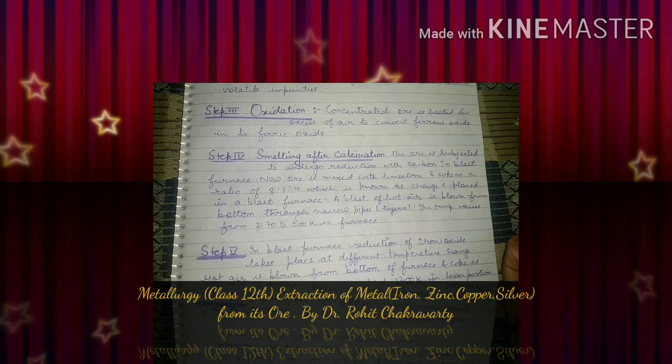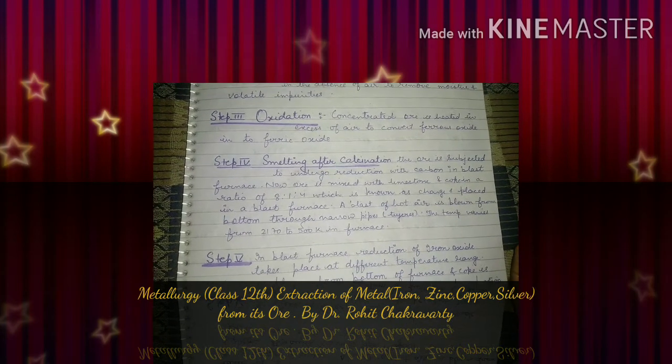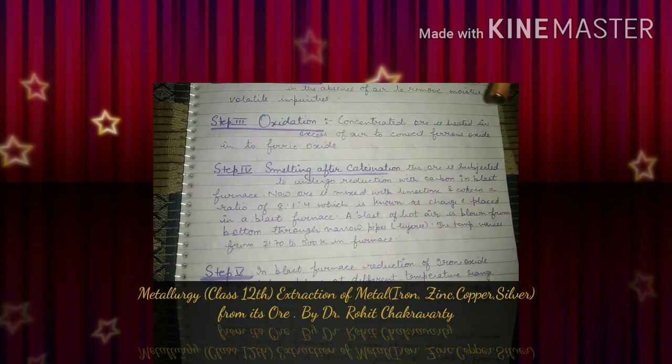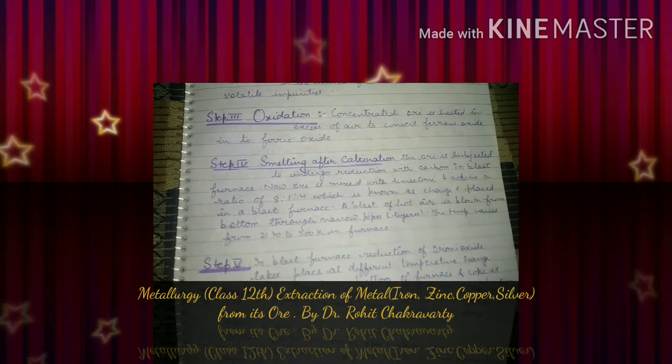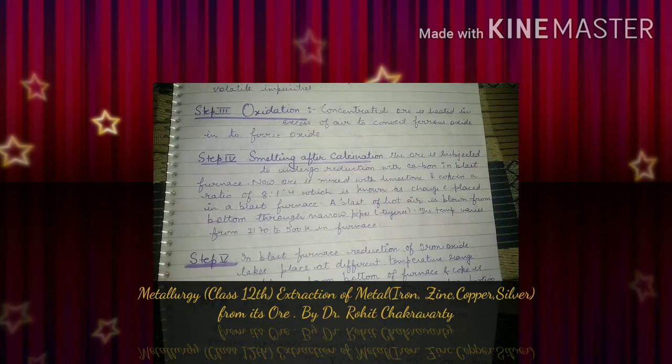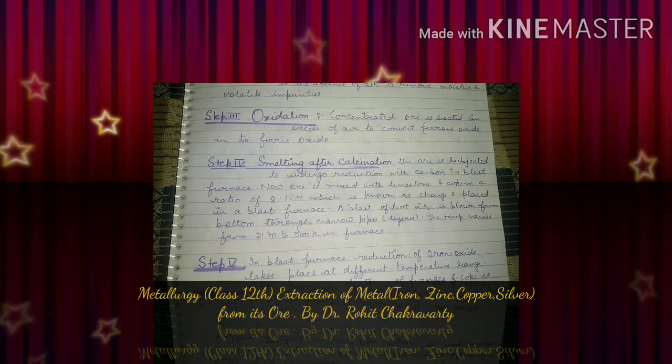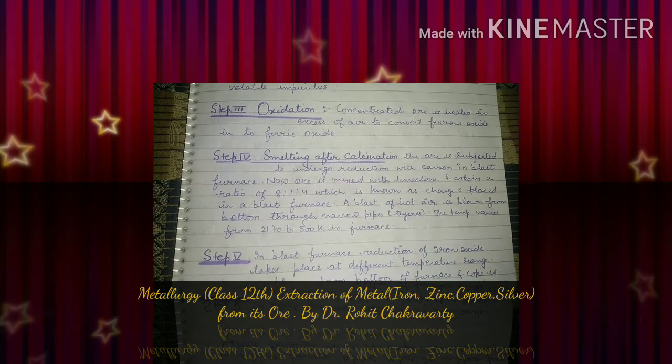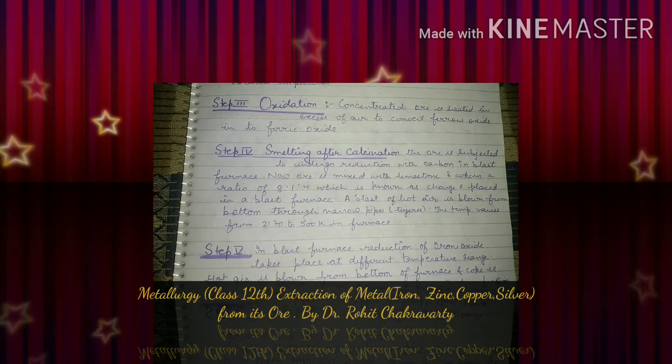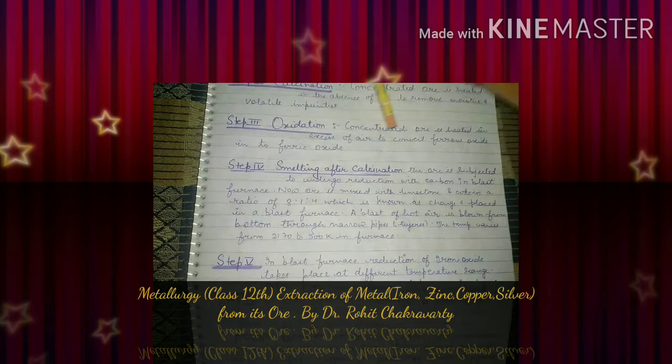Now the ore is mixed with the limestone and coke in a ratio of 8:1:4, which is known as charge, and placed in a blast furnace. A blast of hot air is blown from the bottom through a narrow pipe. The temperature varies from 2170 to 500 Kelvin.